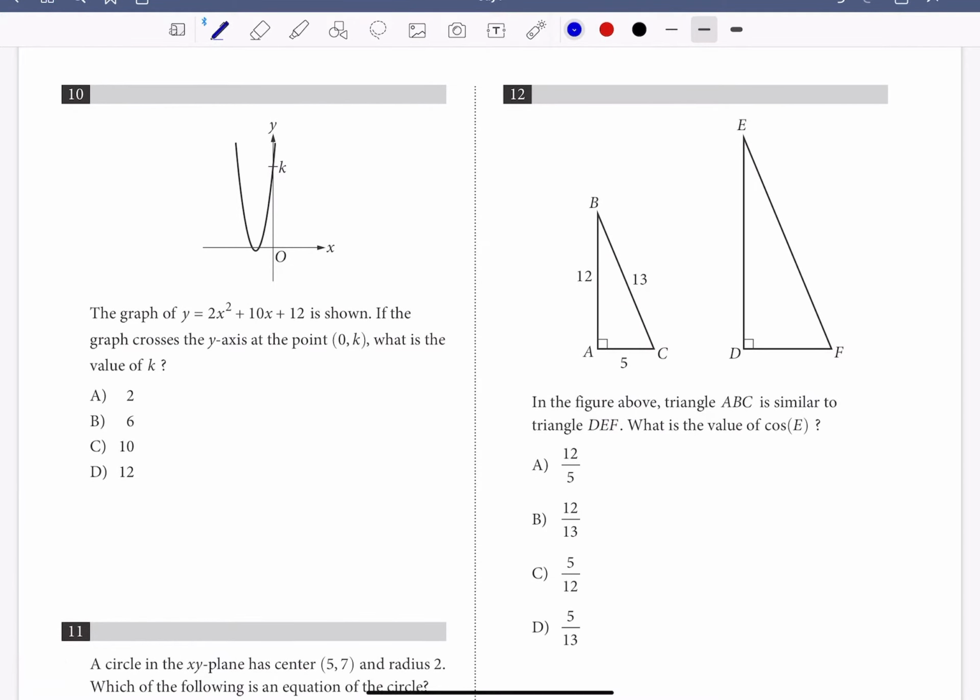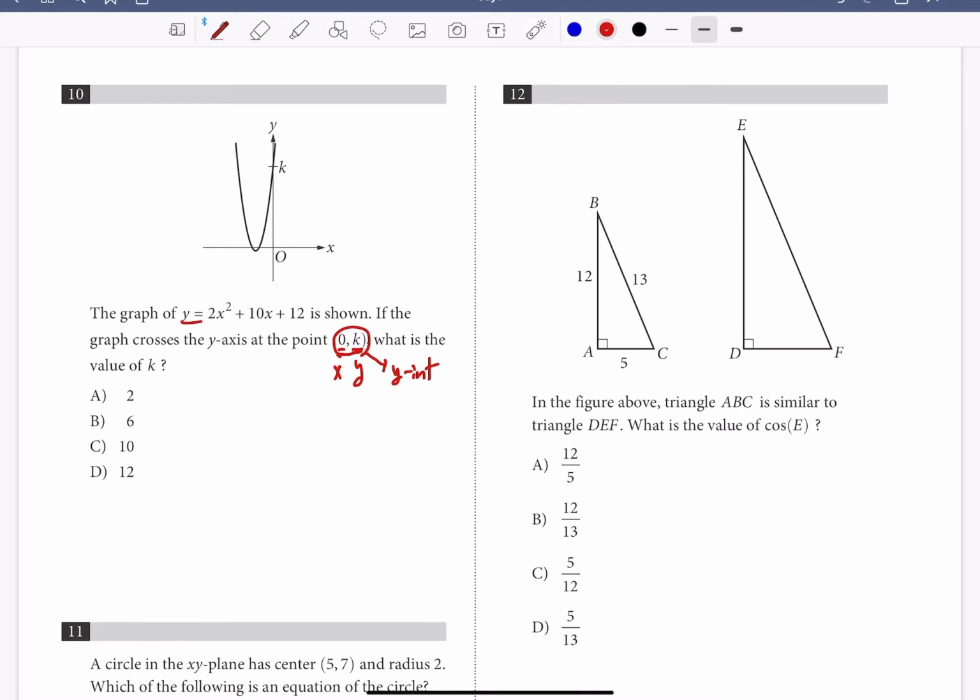Question number 10. The graph of y equals 2x squared plus 10x plus 12 is shown. If the graph crosses the y-axis at the point 0, k, what is the value of k? K is the y value when x equals 0. So k means y-intercept, right?